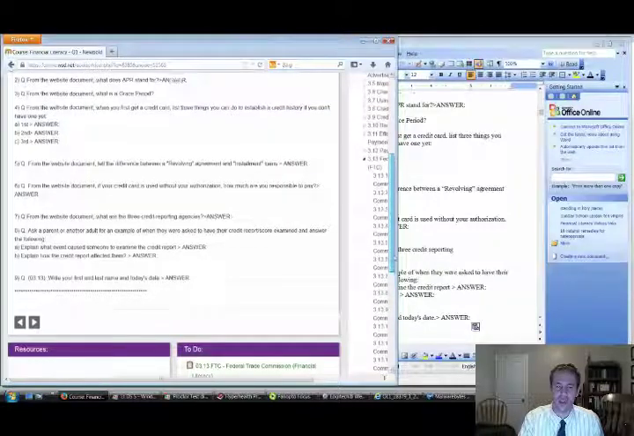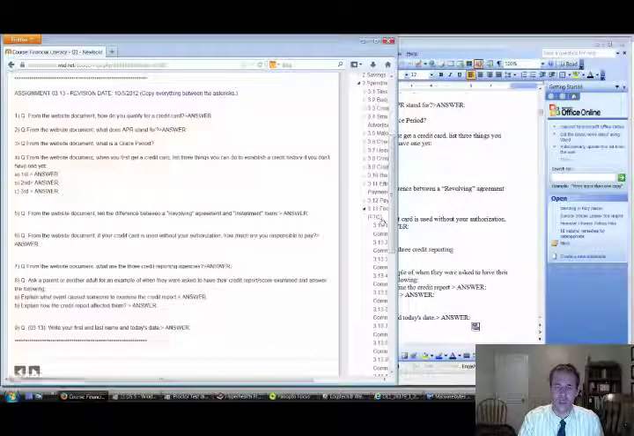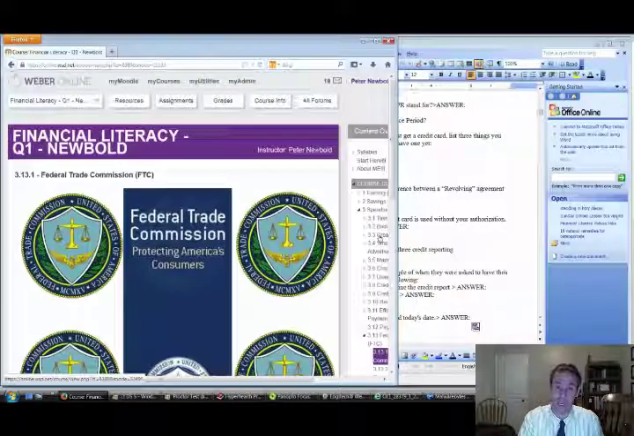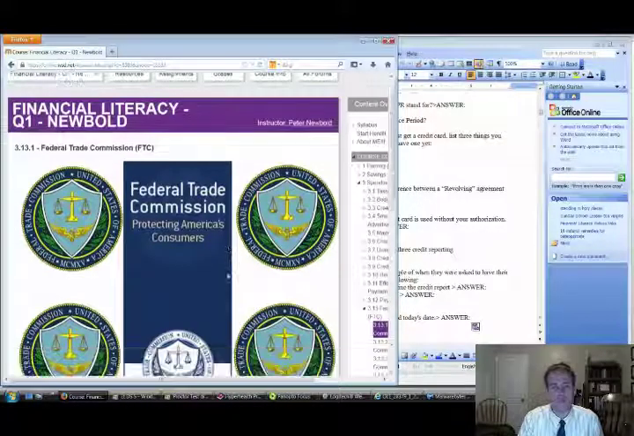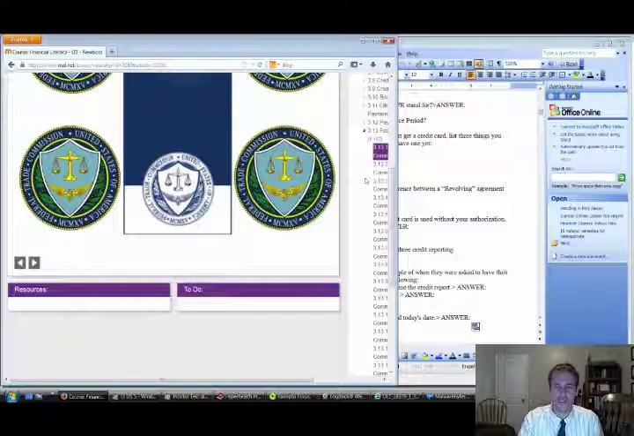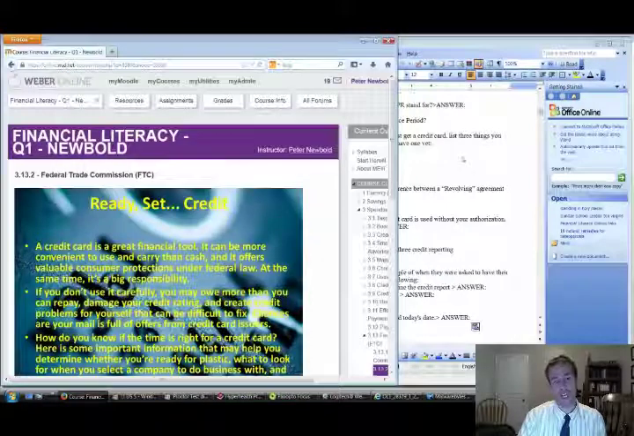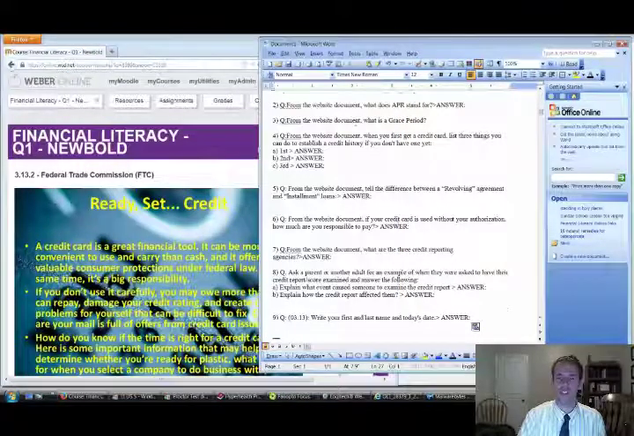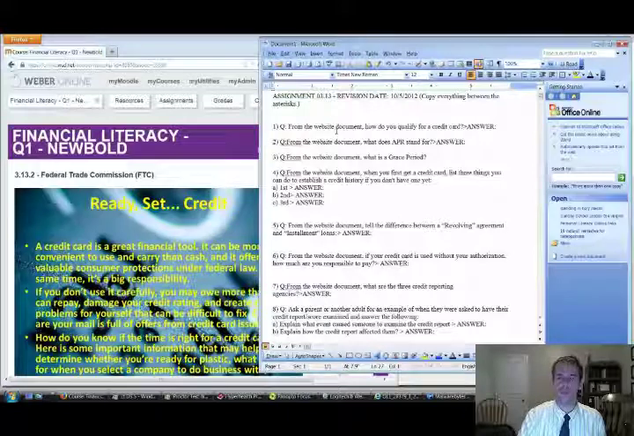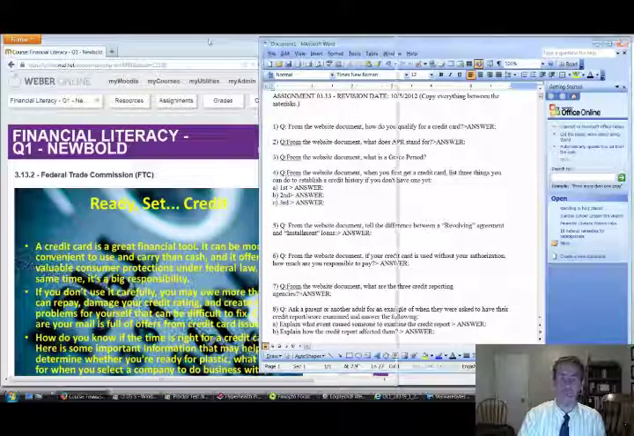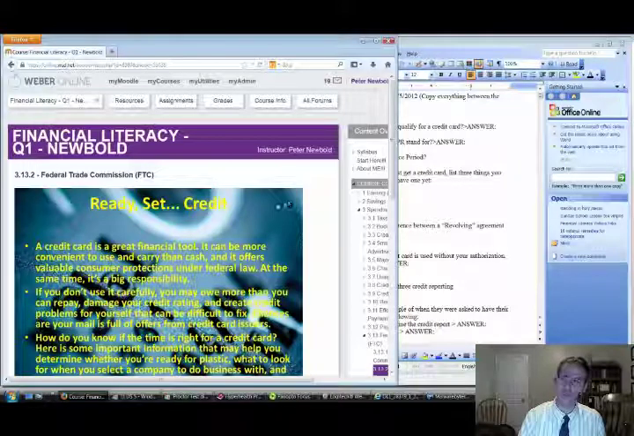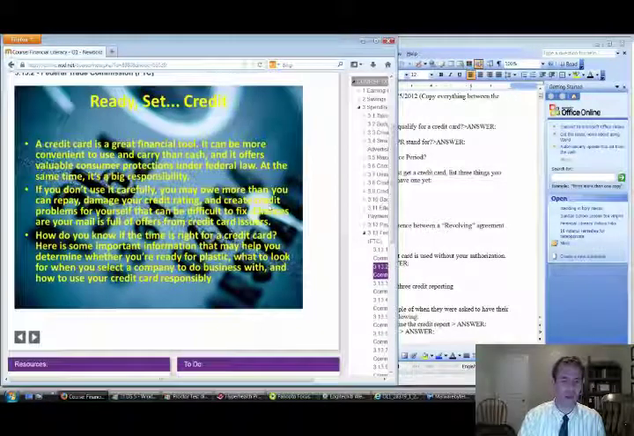So then you're going to go back here. Let's jump back to the very first page, Federal Trade Commission, protecting America's consumers. Then you click on that right arrow to go to the next one. And let's just double check. It's telling us, from the website document, how do you qualify for a credit card? So then you go back here and you see, how do I qualify?